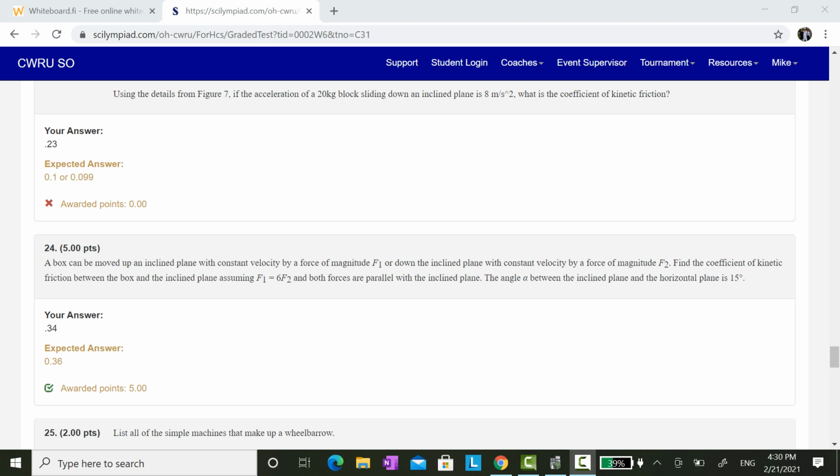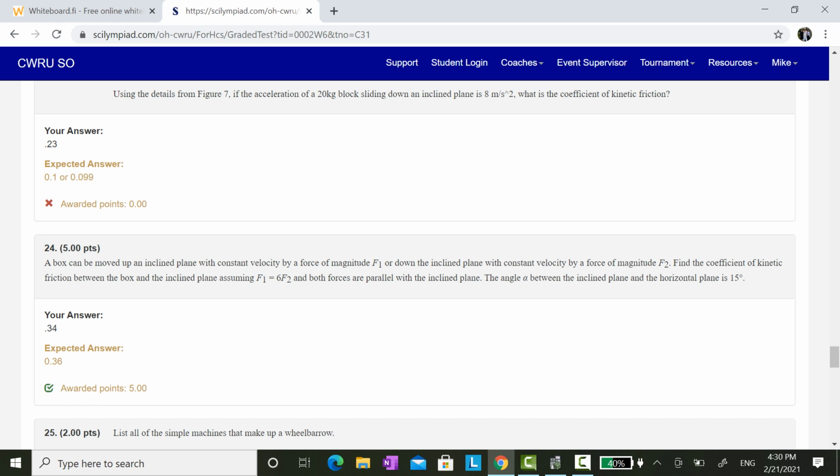Okay, Science Olympiad students of mine, if you can't get problem number 24, let me see if I can do it. A box can be moved up an inclined plane at a constant velocity by a force of magnitude F1, or down the inclined plane with a constant velocity by a force of magnitude F2. The coefficient of kinetic friction between the box and the inclined plane.